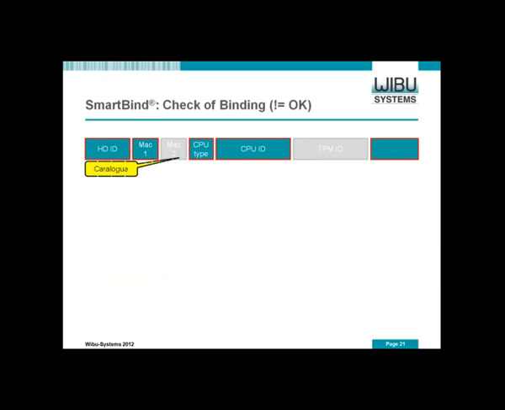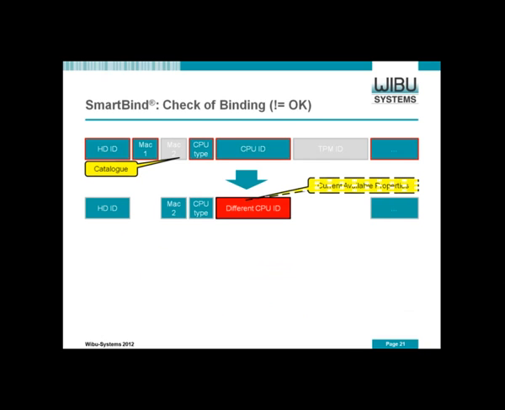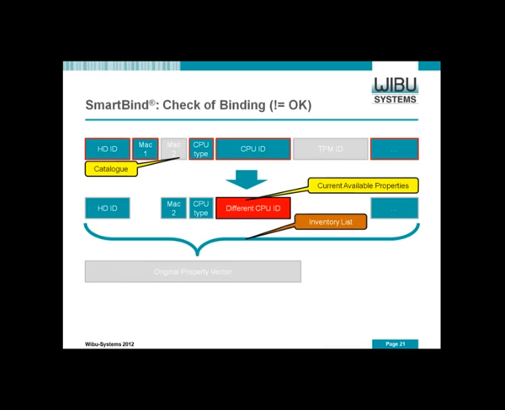So the same stuff, my catalog. And now let's assume that I have changed the CPU. Maybe I have found a CPU of the same type, but of course with a different CPU ID. And so, okay, these are the currently available properties. And now we reconstruct our property vector as we've seen before. But now we have two gaps. Now we will take our redundancy bits to refill the gaps.